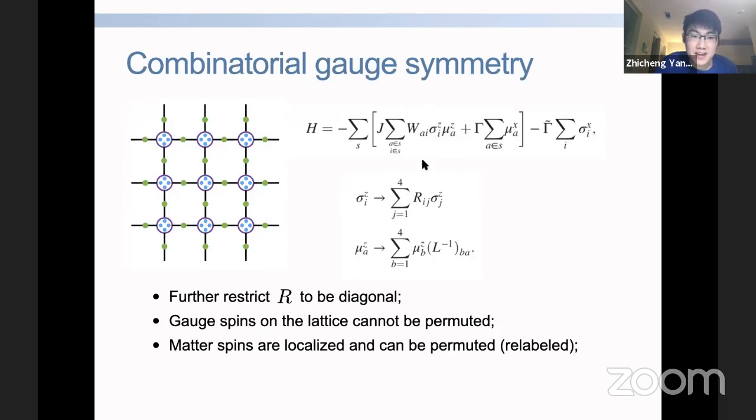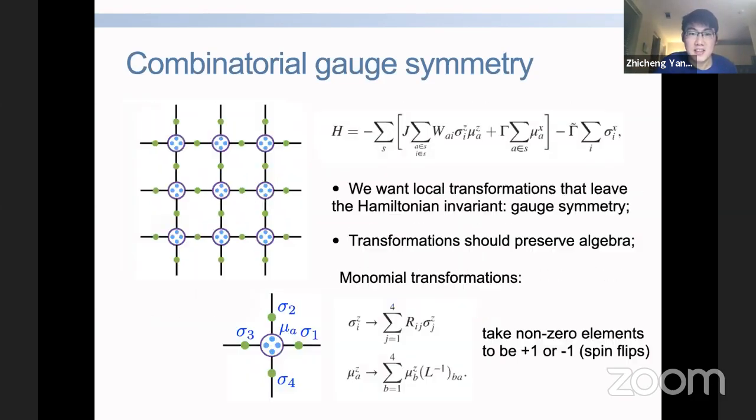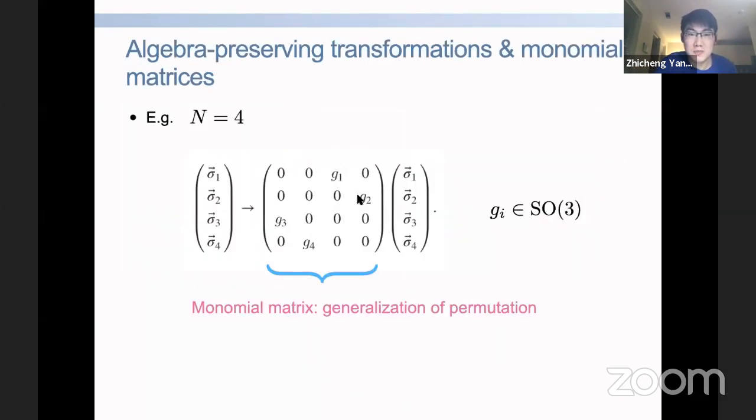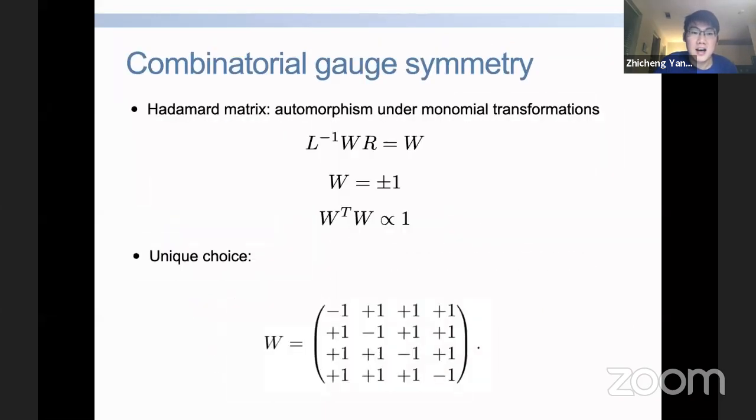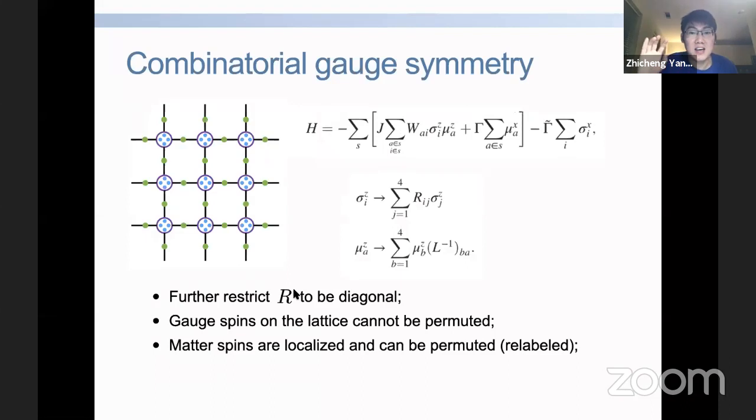And then if you look at this R matrix, because as I said, we're only considering Z2 type of monomials, the non-zero elements are basically just plus or minus ones. You immediately recognize that this is reminiscent of the Z2 gauge theory, because whenever you have a -1, this is nothing but a spin flip. Now we put one more constraint on the R matrix. The general monomial matrix contains both a single spin operation and also permutation. But here, I want to restrict R to be diagonal, meaning that I only flip certain spins if I want, but I do not allow permutation.